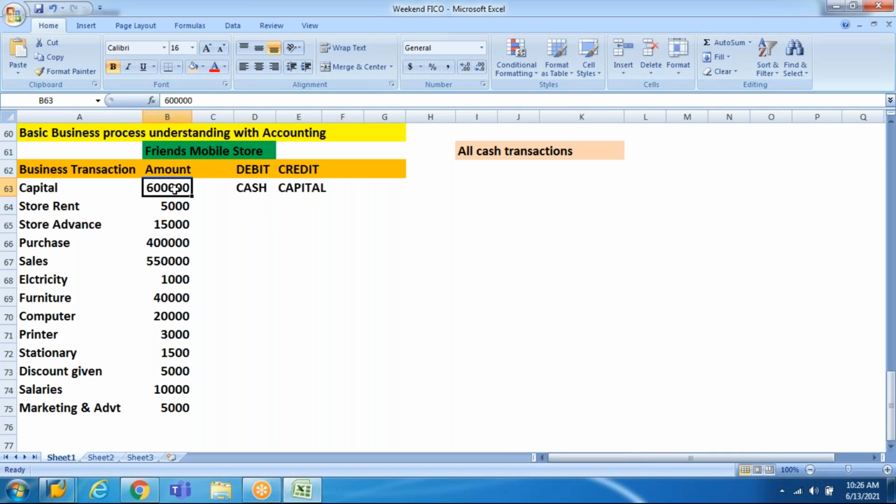Perfect. Okay, now for the rent, what will be the entry? Rent to cash. Why rent to cash? Because rent is an expense, right? And you are paying in cash. When you pay rent, your cash is coming down. Perfect.